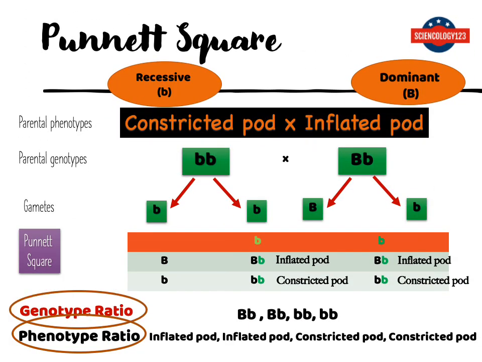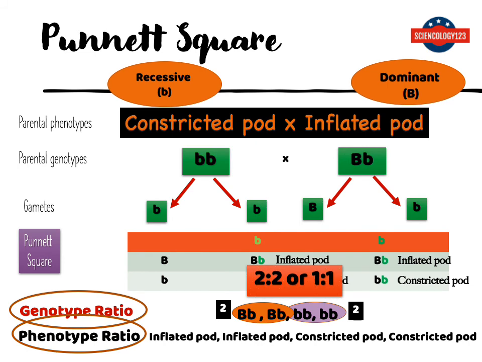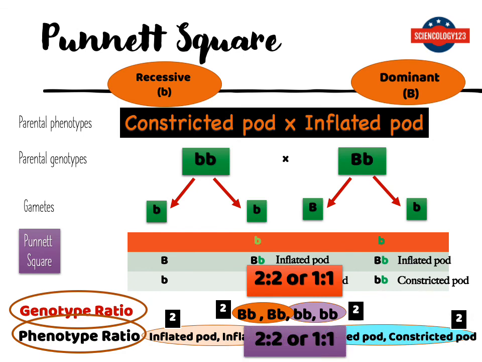The question may request you to calculate the genotype ratio. Based on the answer given, there are 2 uppercase letter B lowercase letter b, and 2 double lowercase letter b. So the ratio is 2 to 2, or you may simplify it to 1 to 1. For phenotype ratio, there are 2 inflated pod and 2 constricted pod. Hence, the ratio will be 2 to 2 as well. Simplify it to 1 to 1 ratio.